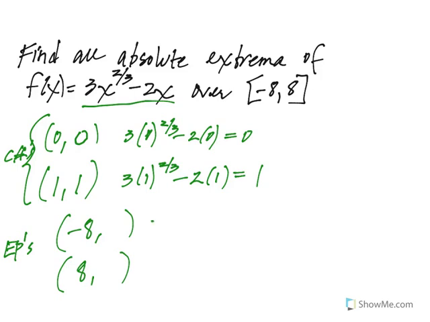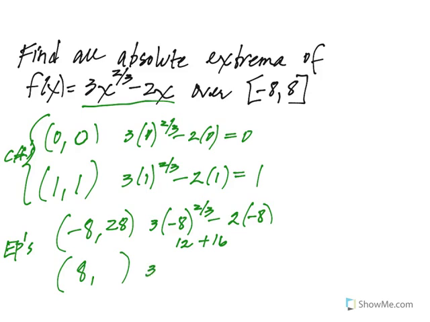All right, let's check -8. I have 3 times -8 to the 2/3 minus 2 times -8. If I cube root -8, that gives me -2. I square that, that gives me 4, times 3 is 12, and then minus a minus, that's plus 16. I believe that gives me 28. So I'm going to put my y value right there. At -8, I'm at 28. So this is clearly higher than the other points. So that's looking right now as my absolute max.